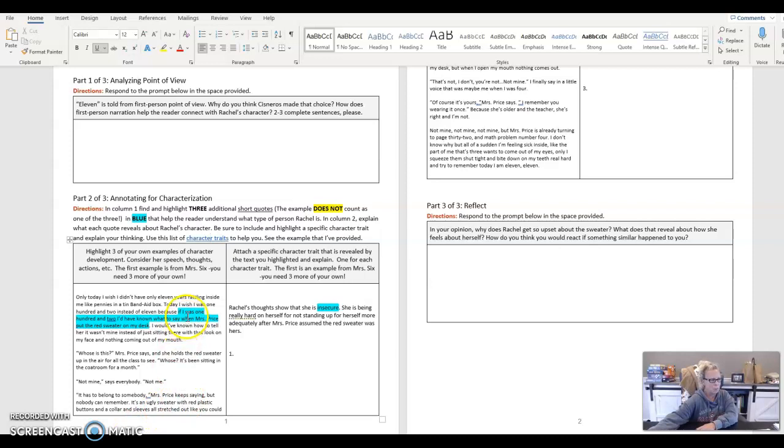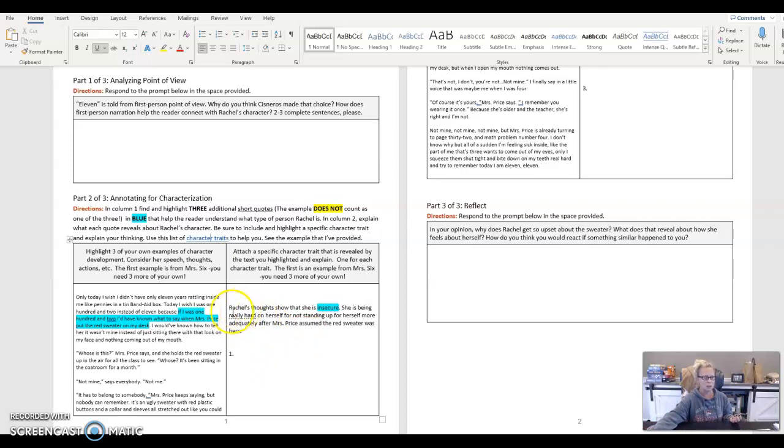So in the example we gave, it was, "If I was 102, I'd have known what to say when Mrs. Price put the red sweater on." That example is her being insecure. So that's the character trait. She's really insecure, and she's 11 years old and she doesn't know how to respond, right? So she's very insecure when she goes to say anything to her teacher.